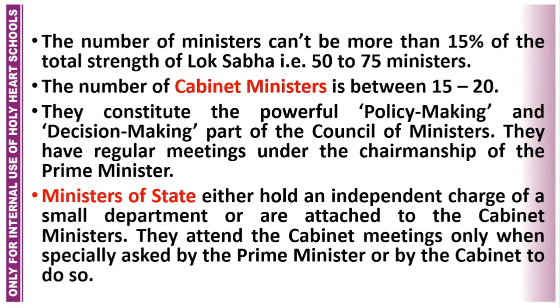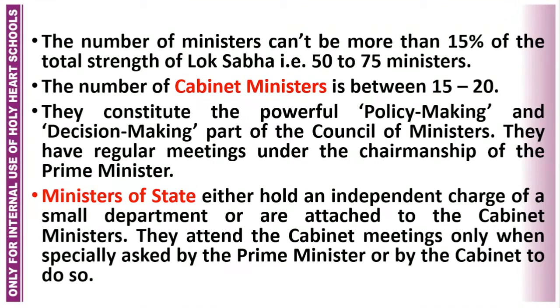They constitute the powerful policy making and decision making part of the Council of Ministers. They have regular meetings under the chairmanship of the Prime Minister. So the cabinet ministers are in regular touch with the Prime Minister because they work on the policy making and decision making part of the government. Their work is very important for running the government, and the chairman of this cabinet is the Prime Minister. So their meetings are always under the chairmanship of the Prime Minister.